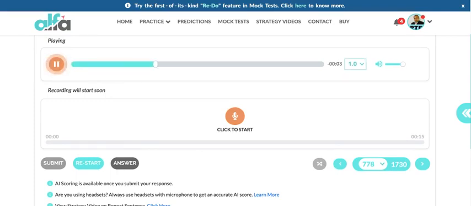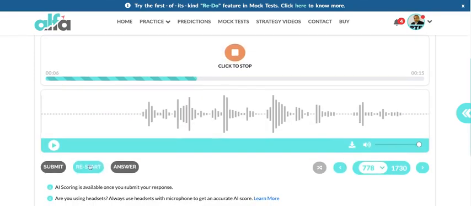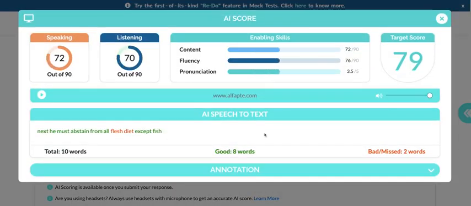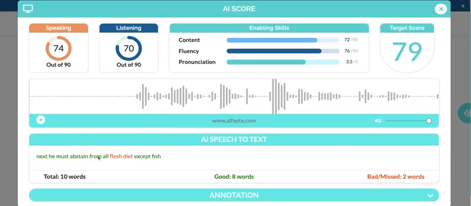Next, he must abstain from all flesh diet except fish. Next, he must abstain from all fish diet except fish. Alright, so I think I missed out on one word in between somewhere. So let's see how many we missed. Abstain was a word. All flesh diet. Okay, so I thought this was fish diet. So let's listen to what we said. Next, he must abstain from all fish diet except fish. So diet was a word I said.